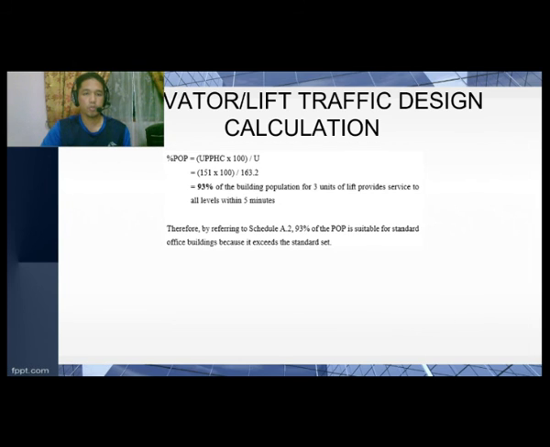So lastly, the POP value we got is 93% of the building population for 3 units of lift provide service to all levels within 5 minutes. So therefore, by referring to schedule A.2, 93% of the POP is suitable for standard office building because it exceeds the standard set. So ini adalah nilai yang terakhir lah untuk bagi lift yang akan digunakan untuk bangunan office building ini.